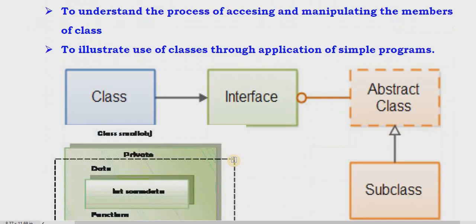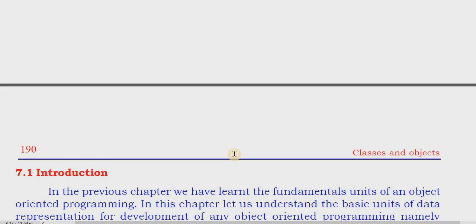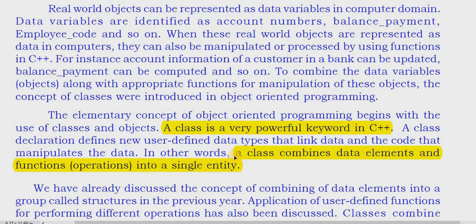So let us start. Already in the last chapter, you have seen what is class and what is object. First, what is class? In object oriented programming, we have studied the definition of class. Class is a collection of similar items, or a collection of similar data items. In simple words, class is a group of same items.